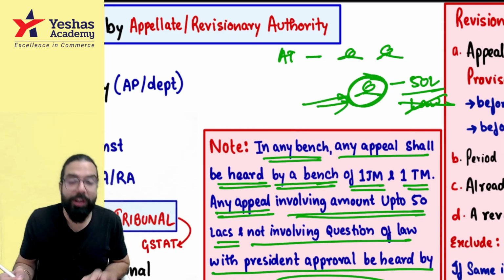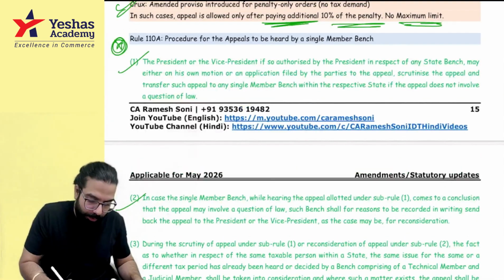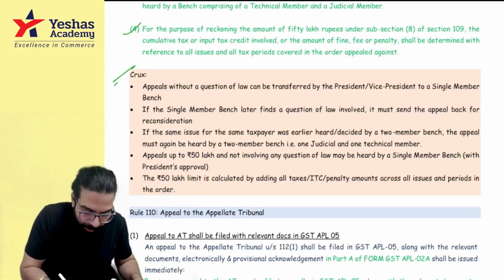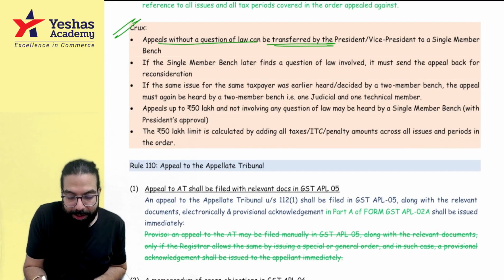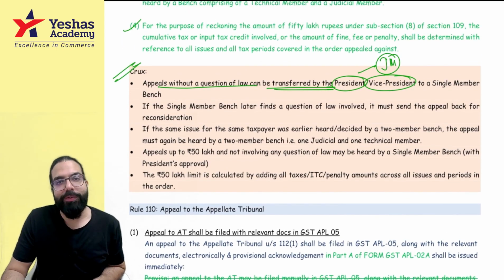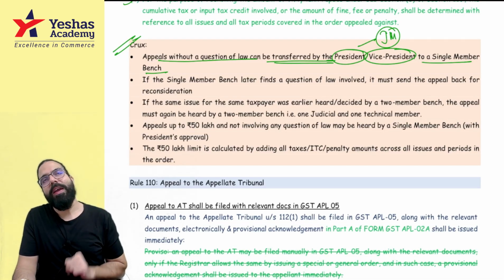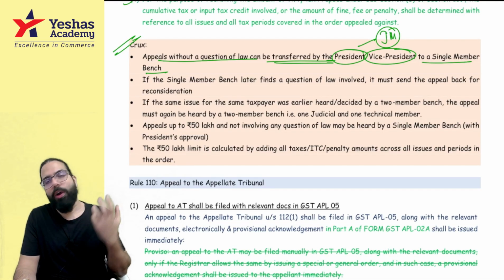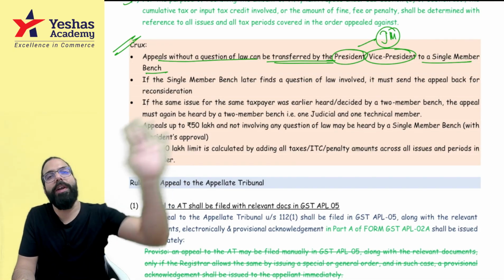Now, for a single member to hear your case, procedures have been told. What is the procedure? Points 1, 2, 3, 4. I've given the crux. Remember this. They are telling that an appeal without a question of law can be transferred by the president or the vice president. Who is the president or vice president? The judicial member of the bench is always known as the president or vice president. It can be transferred to a single bench. So whenever your case has no question of law and the president sees the 50 lakh amount is also not crossed, he can transfer it to a single bench.